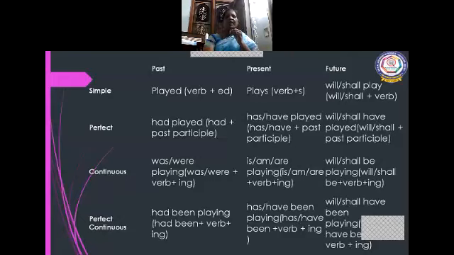So had been plus verb plus ing. Has been, have been. So here you will be writing has been playing or have been playing. Will have been playing or shall have been playing. So children, it is clear this is the game, and you were understanding easily the structure of the 12 tenses. So you have past tense: simple past, past perfect, past continuous, past perfect continuous; simple present, present perfect, present continuous, and present perfect continuous; simple future, future perfect, future continuous, and future perfect continuous. It is clear, children.